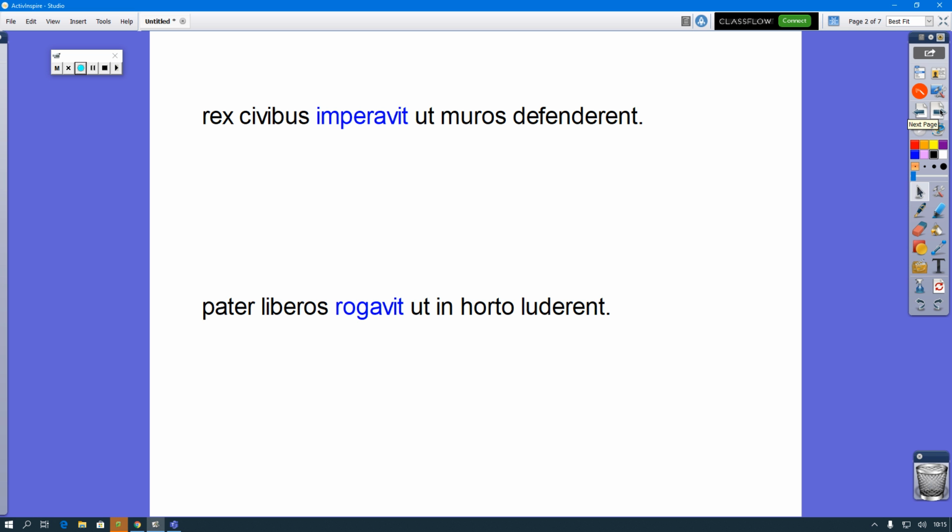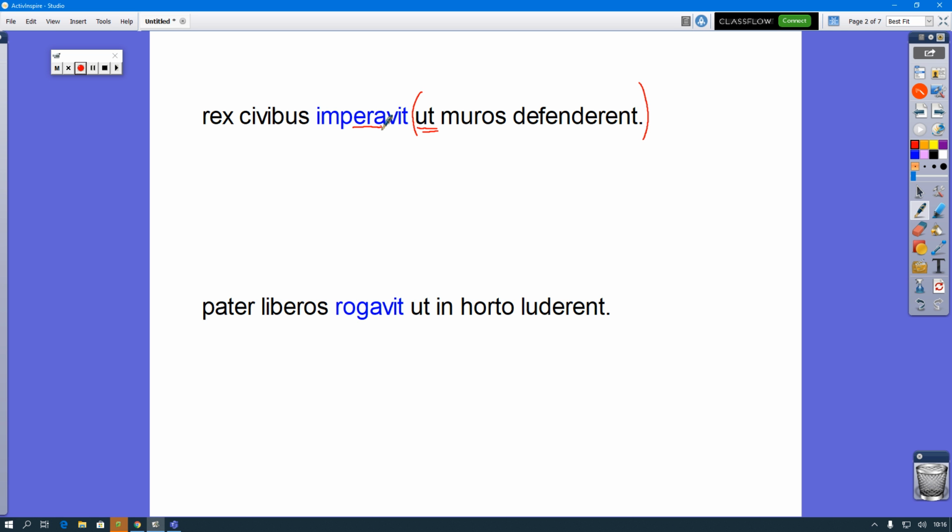We can spot an indirect command very easily with the ut and ne that we see when we translate final clauses. The difference with an indirect command is, although we have the ut and the subjunctive, we also have a verb of ordering at the beginning of the sentence.